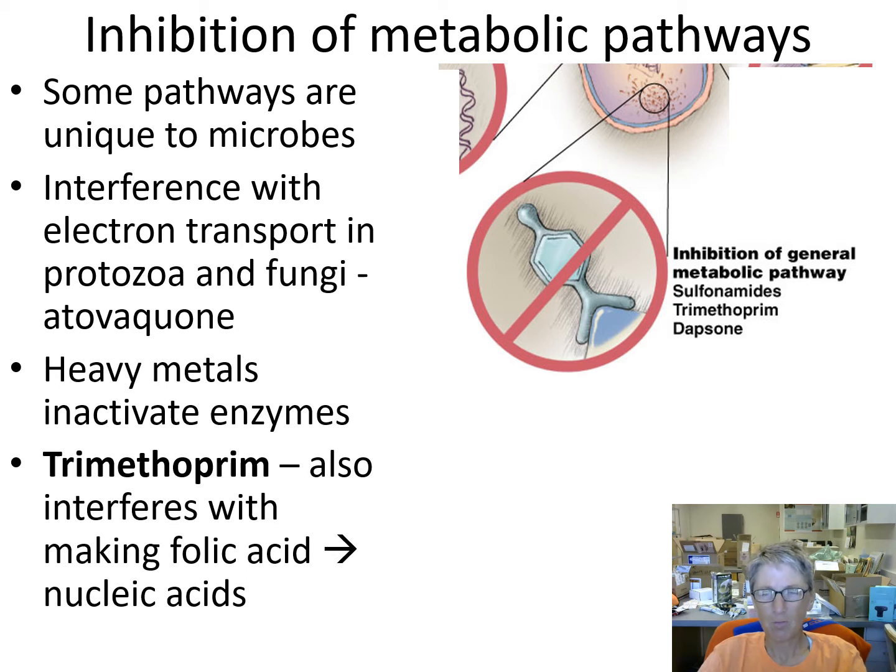So this is inhibition of general metabolic pathways. So for example, you could design a drug, atovaquone, I think that's how you say it, that interferes with electron transport in protozoa. So remember the electron transport chain when we talked about metabolism? There's another drug, trimethoprim, which interferes with making folic acid. Bacteria need folic acid to make nucleic acids. That's their DNA and their RNA. They can't make that. They can't make DNA and RNA. They can't survive.